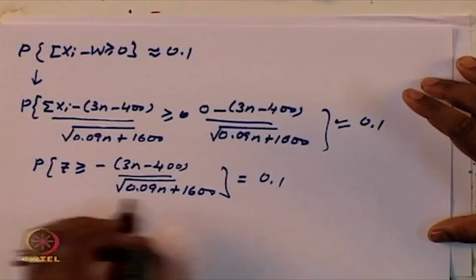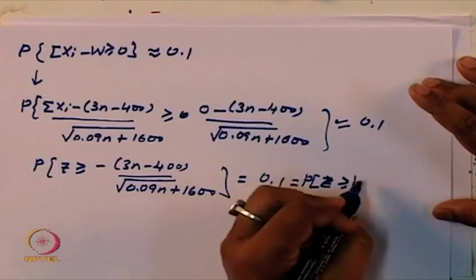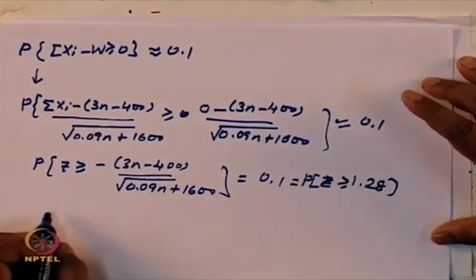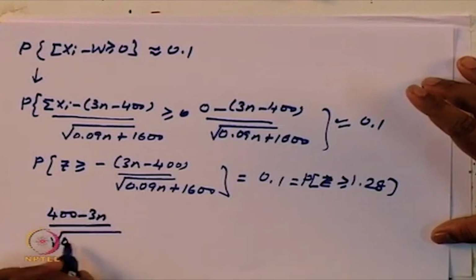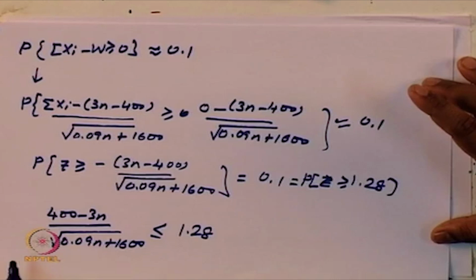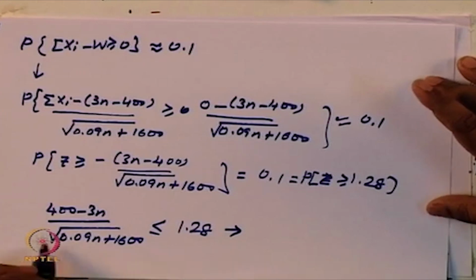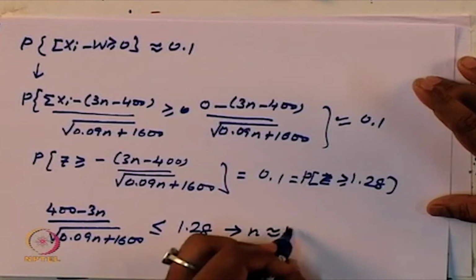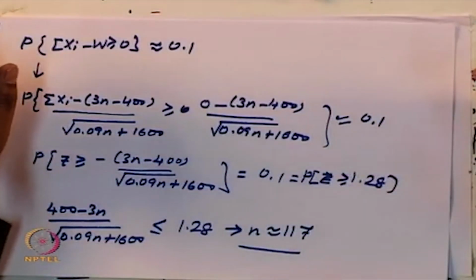So, if you look up the table, this is roughly P of z greater or equal to 1.28. So, this would mean that (400 minus 3n) by root of 0.09 n plus 1600 is less or equal to 1.28. And from here you can find out the value of n. So, this is one equation, you take a square and determine the value of n. So, this n will be of order 117. So, this says that if there are roughly 120 cars, then there is a 10% chance that the bridge will get damaged.